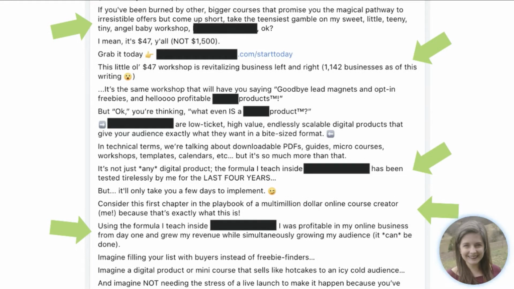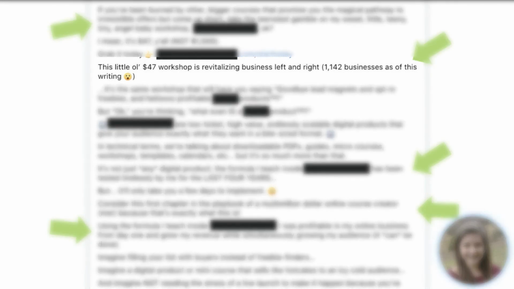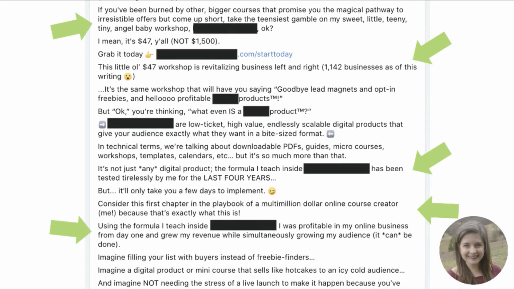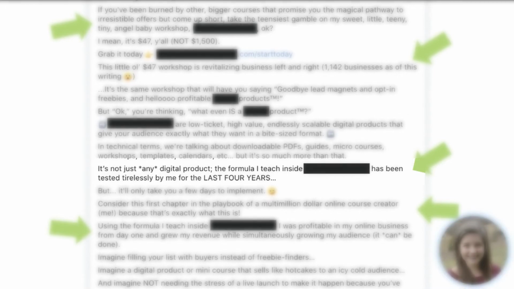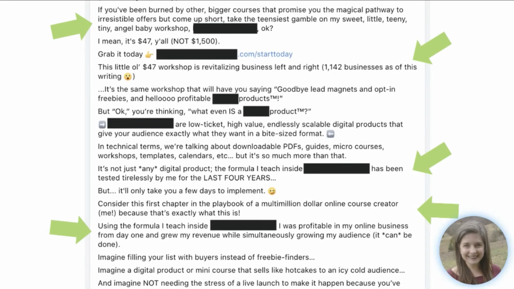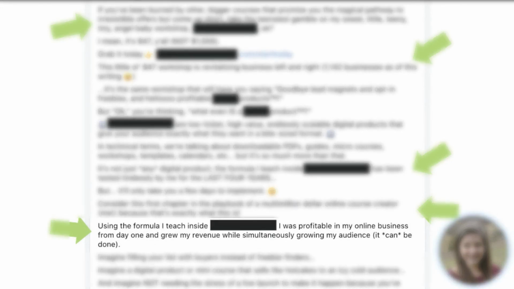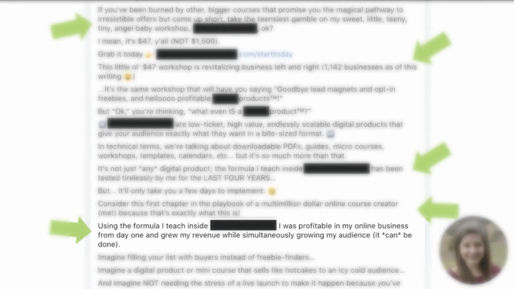I like that they're using a lot of proof in this ad. We have copy like 1,142 businesses that are using this workshop right now or have been through the workshop. It's been tested tirelessly by the creator for the last 4 years. So that's also proof. We have some proof that the creator was profitable using this formula in their online business from day one. That's super powerful proof.